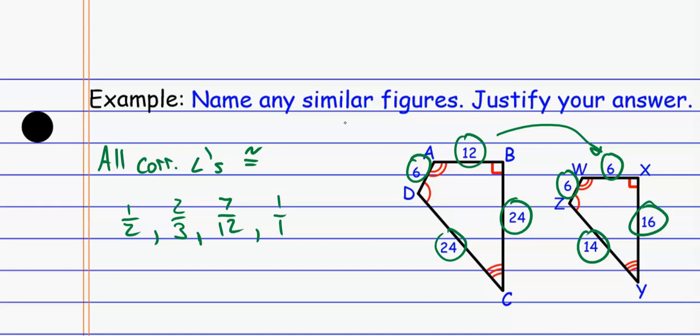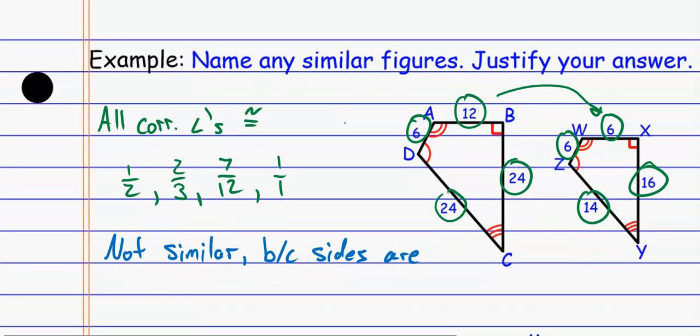And so as I compare corresponding sides, I get a different ratio each time. And that's no good. If I get a different ratio each time, then these are not similar figures. The sides are not proportional because I don't get the same ratio each time, okay? So no, these ones are not similar figures. And it's because the sides are not proportional. Okay, I got a different ratio each time.